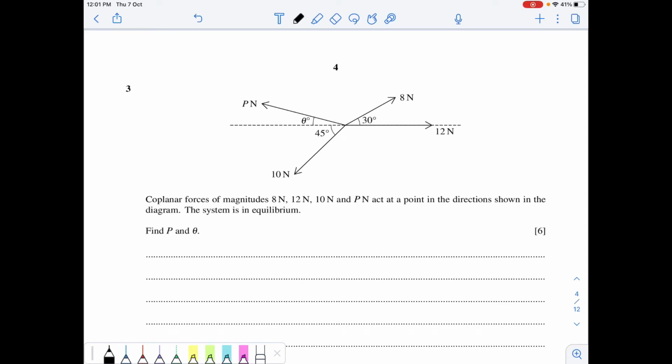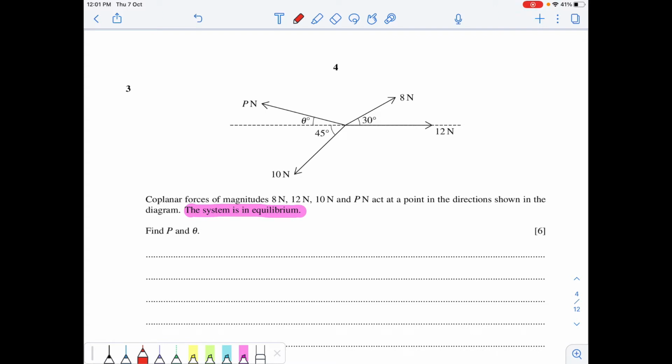Okay, question 3 looks at a set of coplanar forces, where they specify the magnitudes. We're given some directions with degrees, and we're also given an unknown force P acting at some angle. The important thing is they tell us that all of these forces are in equilibrium. In other words, when we resolve the forces, the net effect is going to be 0. So what does it mean to resolve forces?